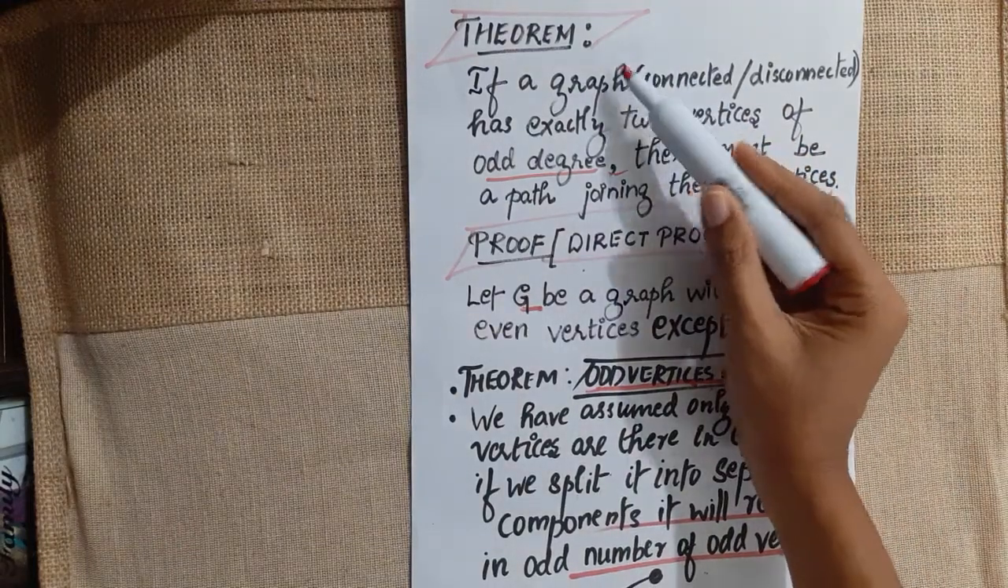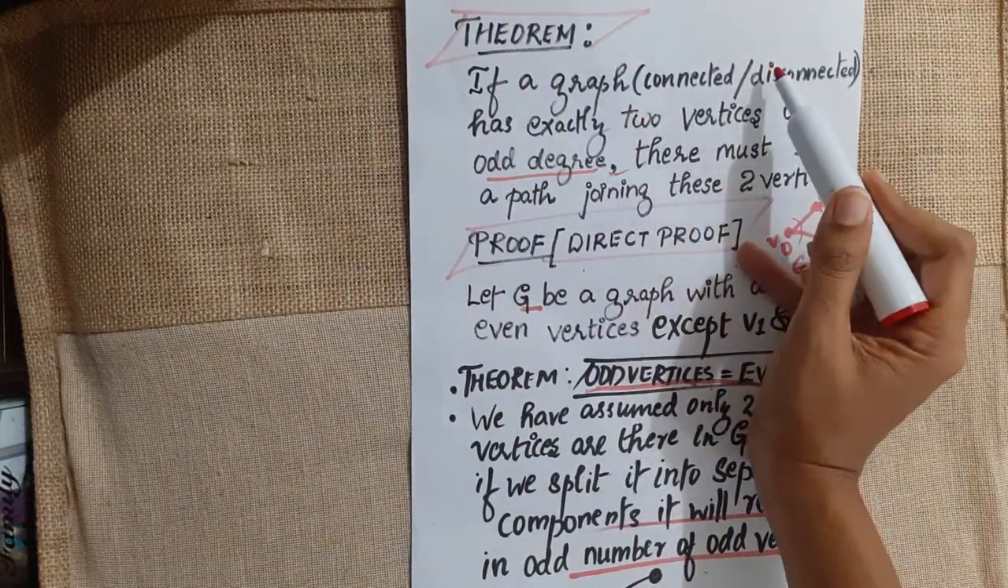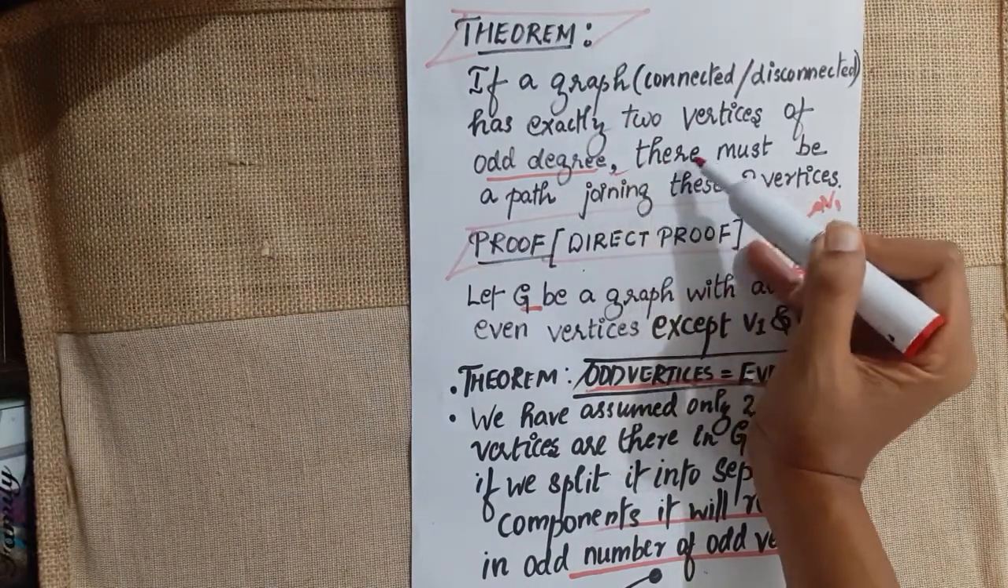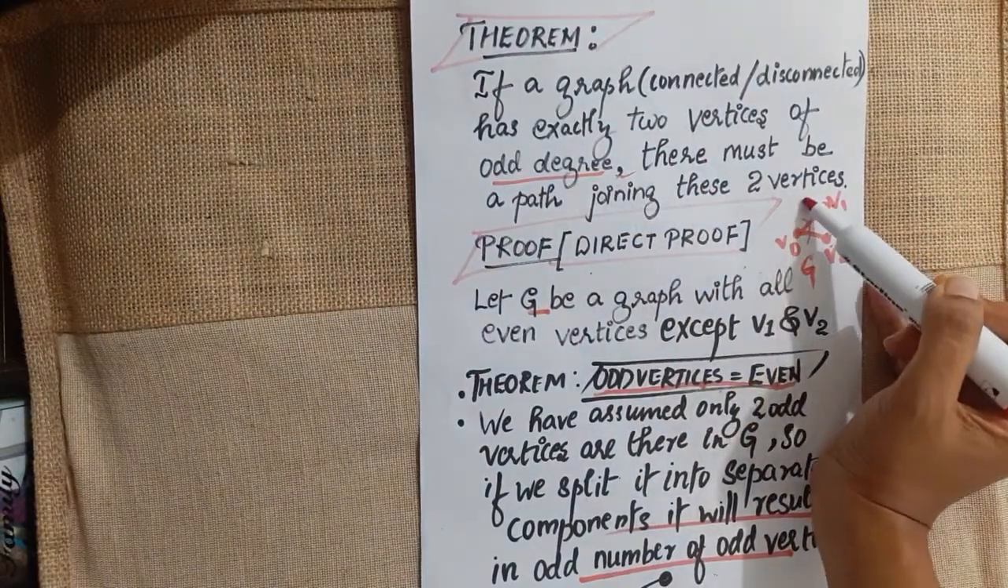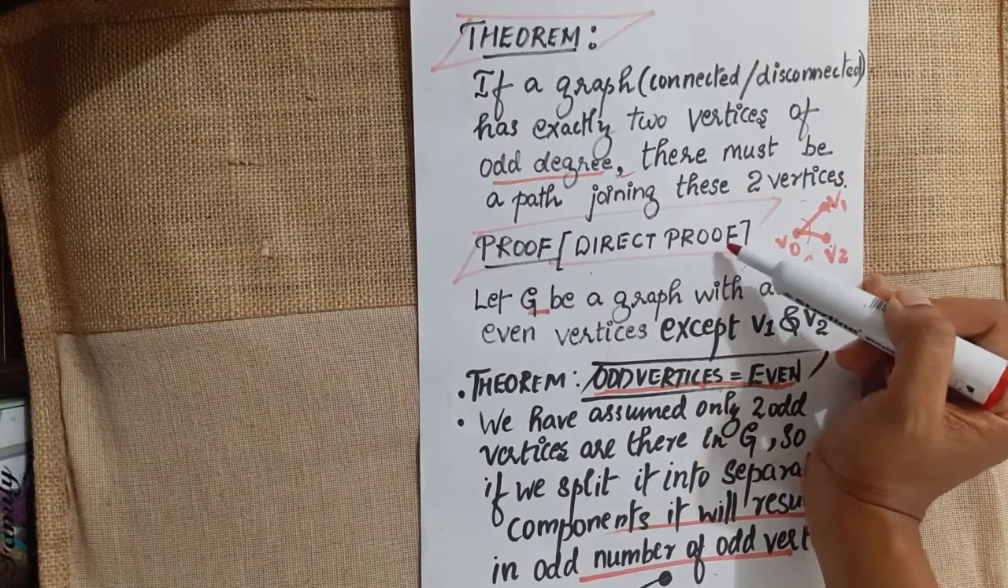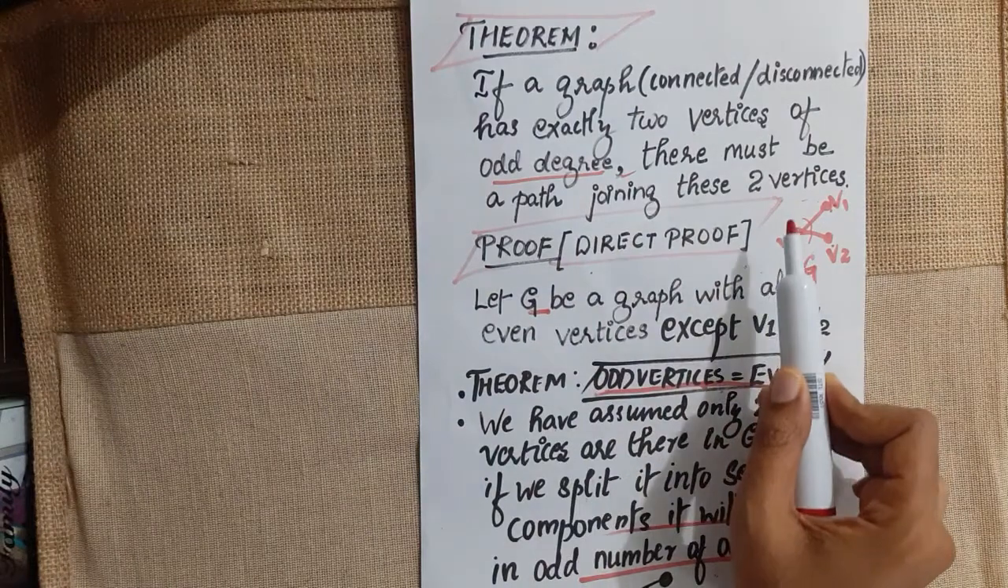The theorem statement is: if a graph, connected or disconnected, has exactly two vertices of odd degree, then there must be a path joining these two vertices. We are going to prove this theorem using the concept of direct proof. So, first of all, let us understand the meaning of the theorem.